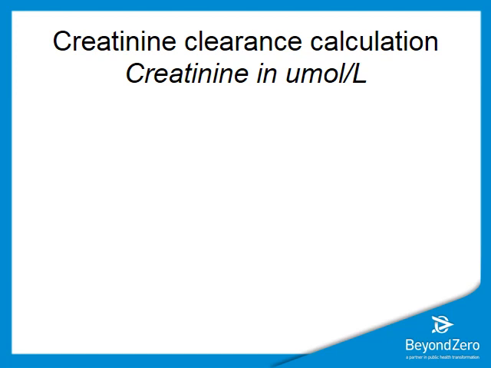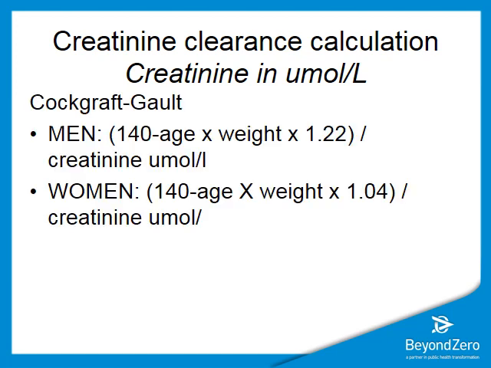The challenge is there is more than one calculation, and there's more than one version of each calculation. So the one we are the most familiar with is the Cockcroft-Gault calculation. It's the one you will see in the DRTB guidelines as well as in our national consolidated ARV guidelines. The problem is you will notice there are different versions with different numbers when you look at the formulas.